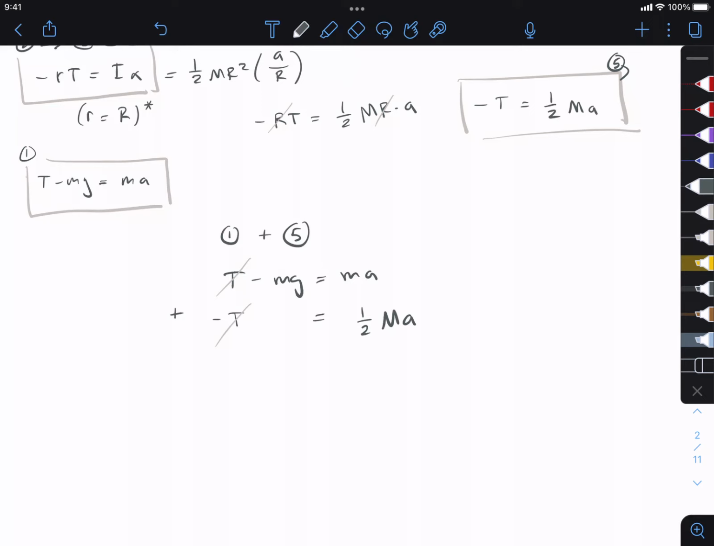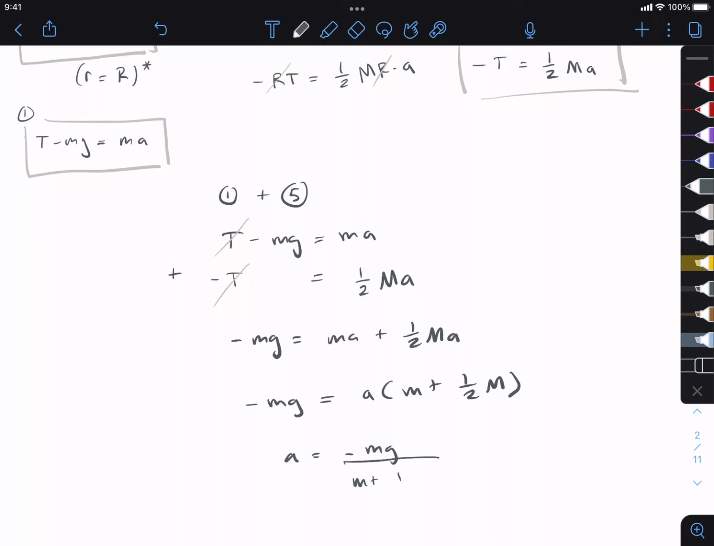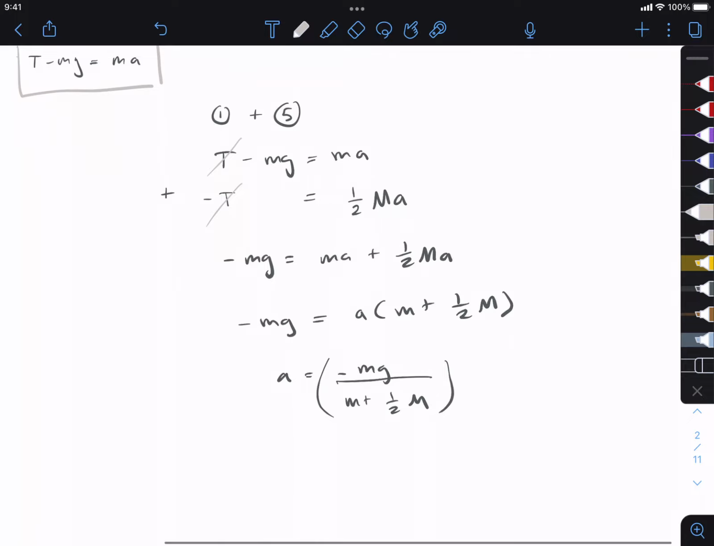It'll be almost like I'm subtracting them, and I'm going to end up with a negative mg is equal to ma plus 1/2 ma. Okay, negative mg, and then I'm going to factor out my a, m plus 1/2 m, and then a is going to be equal to negative mg divided by m plus 1/2 times m. Okay, and I found my acceleration.